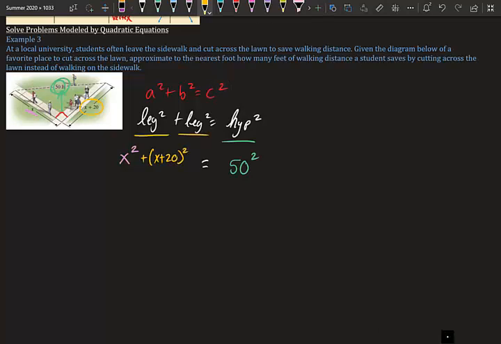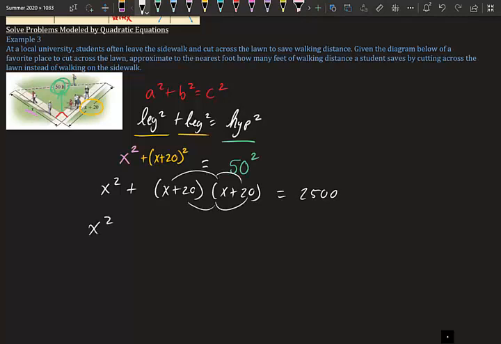Now let's solve for x. So to solve for x, we need to FOIL, because we have x plus 20 squared, which is x plus 20, x plus 20. And then 50 squared is 2,500. So we're going to FOIL, and when we do, we get x squared plus 40x plus 400. We can get rid of the parentheses.